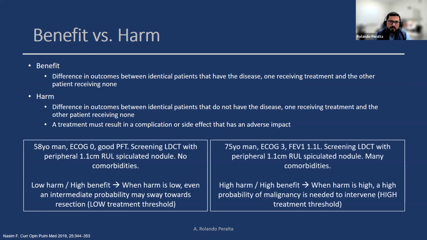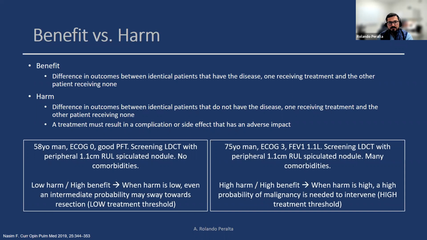The point that I'm trying to make is that you have to make an assessment between the risk of harm and the risk of benefit in that specific patient. So I'm going to take two of the same lesions in different patients, and we're going to try to figure out why this matters. In this box, we have a 58-year-old man, good ECOG functional status, great PFTs. Screening CT shows a peripheral 11 millimeter right upper lobe spiculated nodule, no comorbidities. The patient himself is a low harm risk because the likelihood of a complication that has an adverse effect on him is low. And the potential benefit in that specific patient is high because the lesion seems high risk to be malignant, okay? So that's a low harm, high benefit situation.